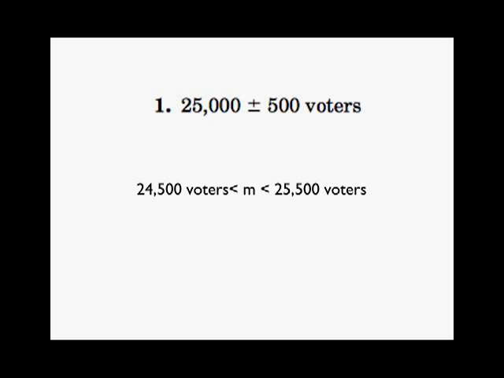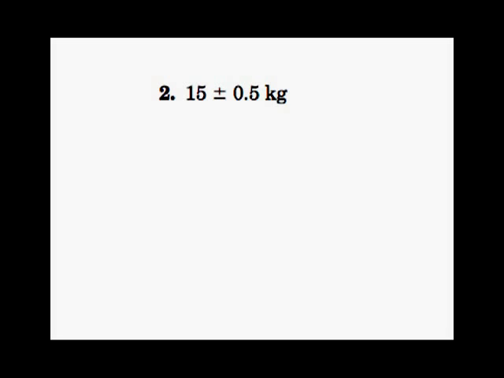On the lower end, we would have 24,500 voters. On the upper end, we would have 25,500 voters. How would we write 15 plus or minus 0.5 kilograms?